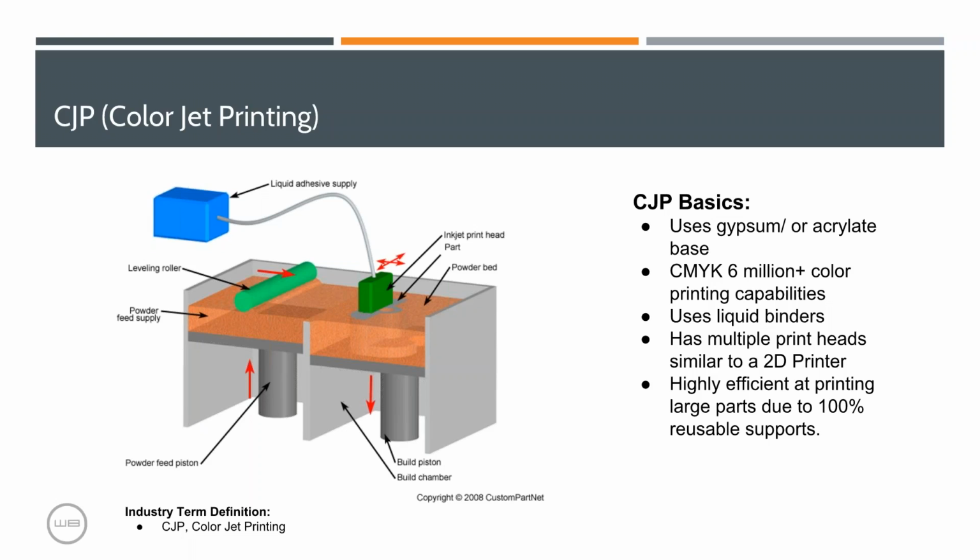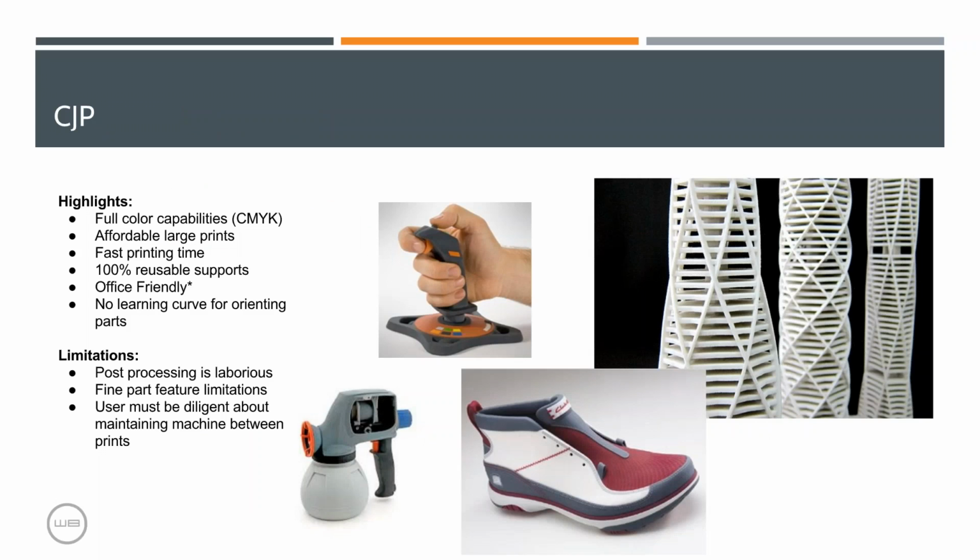It's very, very efficient. So what are some of the highlights? Well, I already mentioned some of them, but let's go over it again. Full color capability, so you have CMYK coloring. These are some of the examples of things that you can produce on this printer. You have affordable large prints. Like I mentioned, you can recycle all of the support material back into the machine, so there's no waste. Fast printing times. You can print out large parts, even full volume builds overnight, not multiple days, even from morning to afternoon.